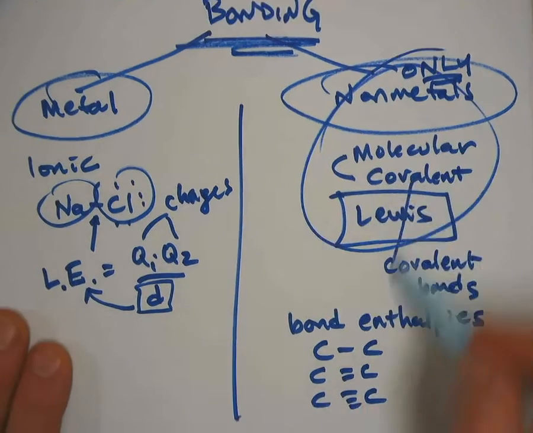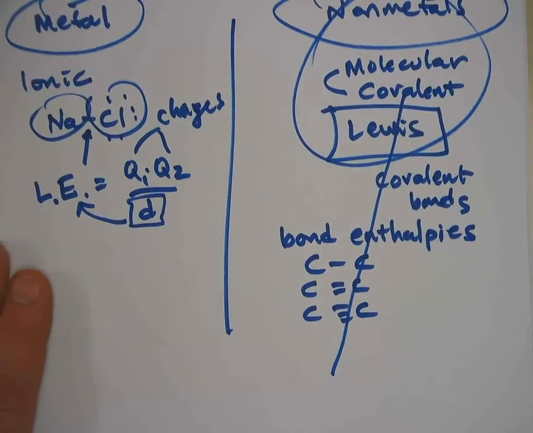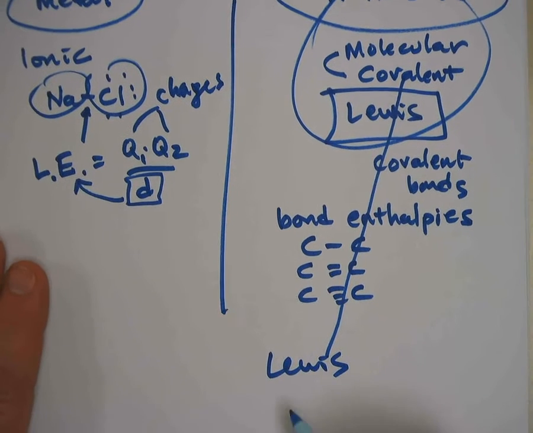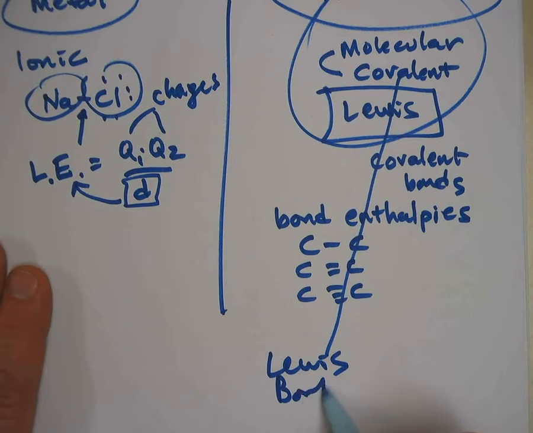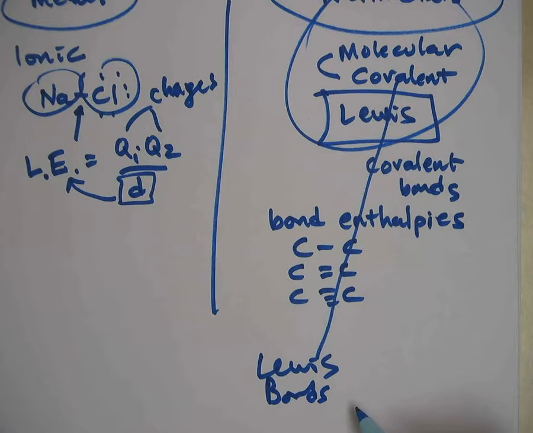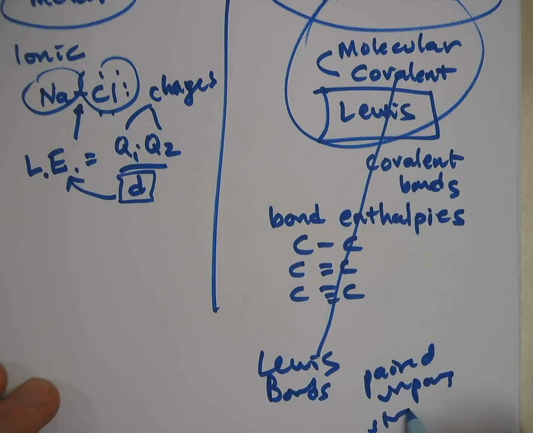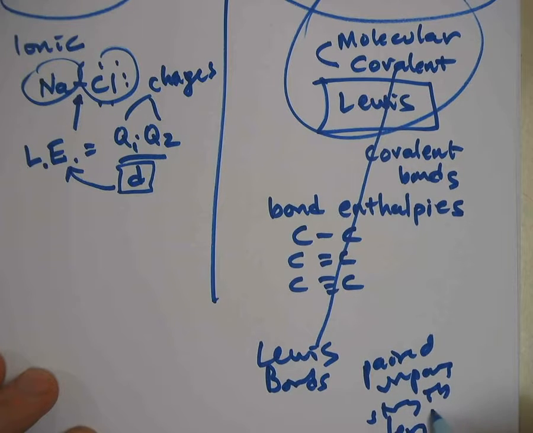These guys, molecular compounds right here, we're going to spend almost all the time on. We're going to talk about how to draw Lewis dot structures. We're going to talk about how to determine what kind of bonds are in between them, whether they're single, double, or triple bonds. We're going to talk about paired and unpaired electrons, the strength of those bonds, and the length of those bonds.